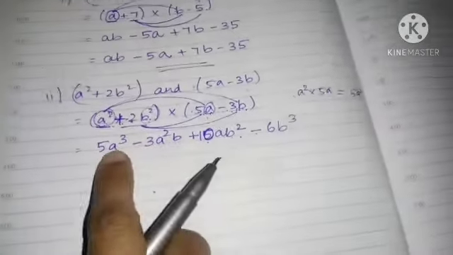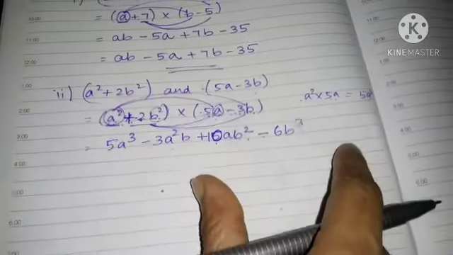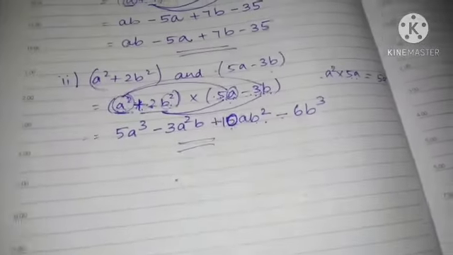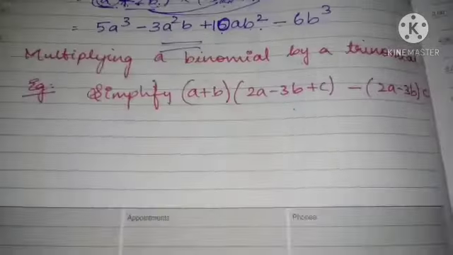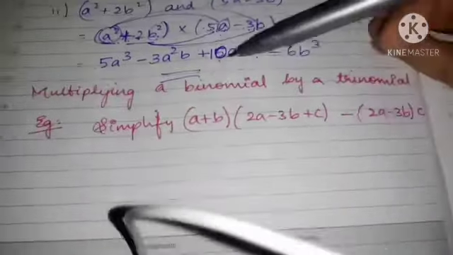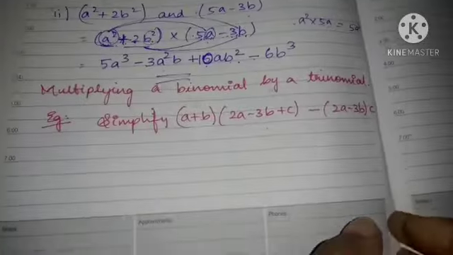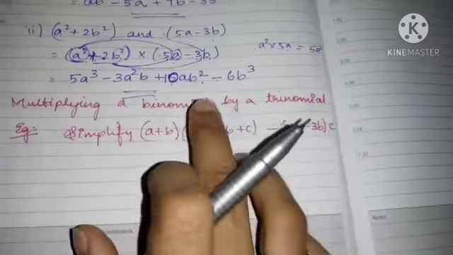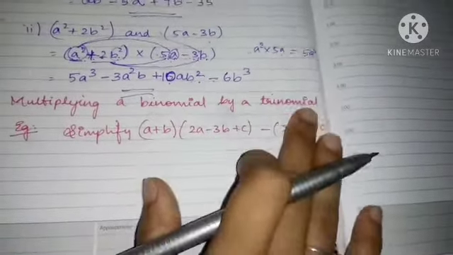Are any of these terms like terms? No, everything is unlike terms. So you should stop your answer here. Understood? Next topic is multiplying a binomial by a trinomial. Okay, the last method was multiplying a binomial by a binomial. Here we are multiplying a binomial by a trinomial.